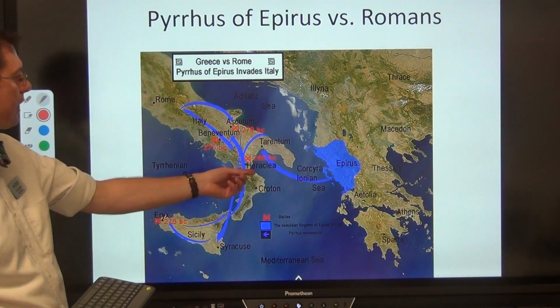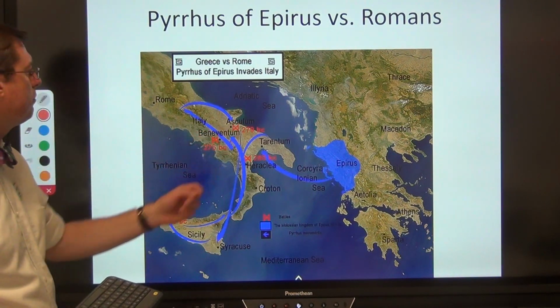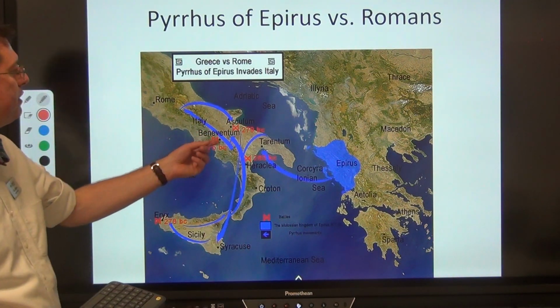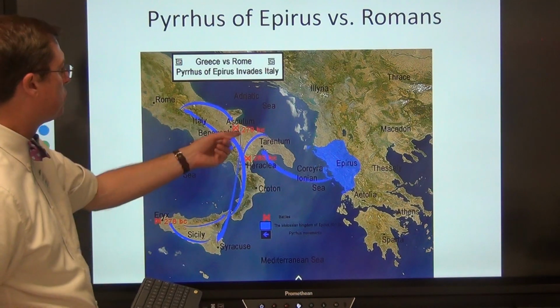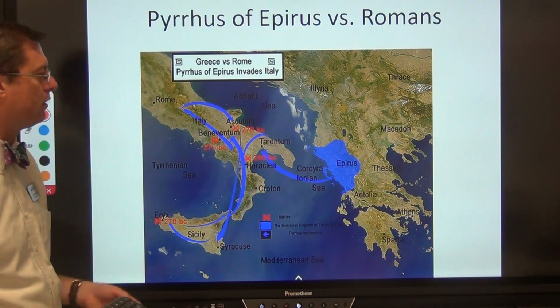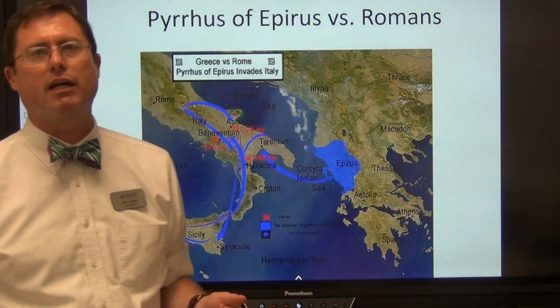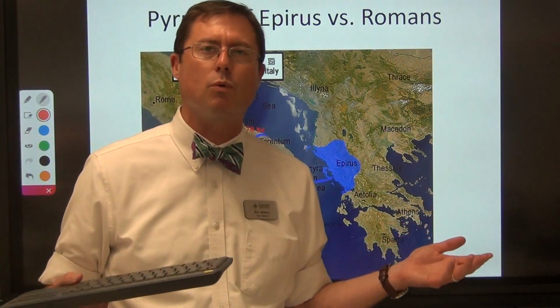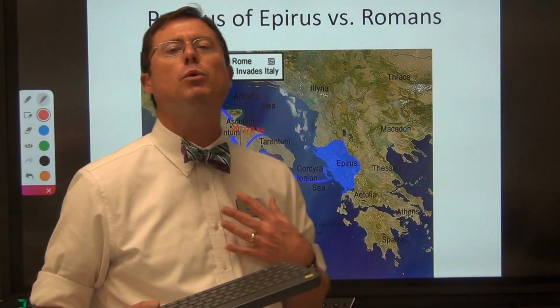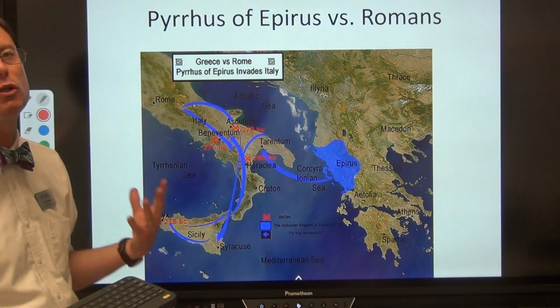You have the Battle of Heraclea, you have the Battle of Asculum, and then finally you have the Battle of Beneventum. 280 for Heraclea, 279 for Asculum. The first battle, he declared, give me more battles like this and I shall win the war. The second battle is, give me more battles like this, I will lose the war. He won both battles, but it was Pyrrhic victory. We use that term even today.